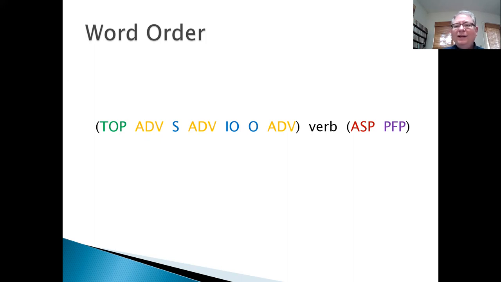Before the verb, one thing you already know about is that we have our verbal arguments, and they're in blue here, our subject, indirect object, and object. If there is a topic introduced up front, that's always at the front, and so that's what you see here.